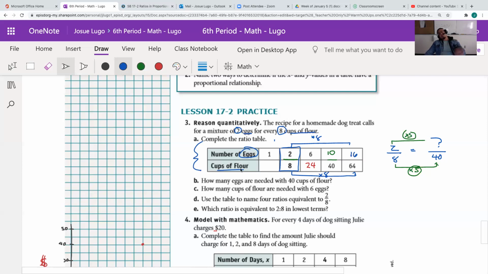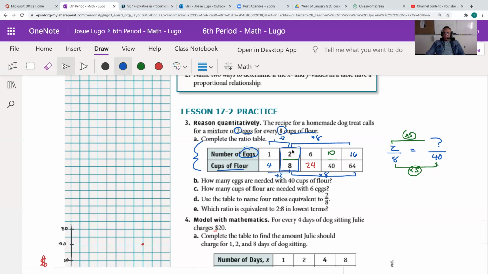And remember, I can also go backwards. What if I only have 1 egg? Can I still make the dog treats? Well, of course. Just divide 2 by 2 to get 1, and 8 divided by 2 gives me 4. As long as you're doing the same thing in both instances, either multiply or divide, that's going to give you an equivalent fraction.